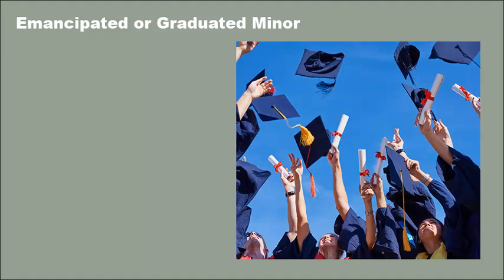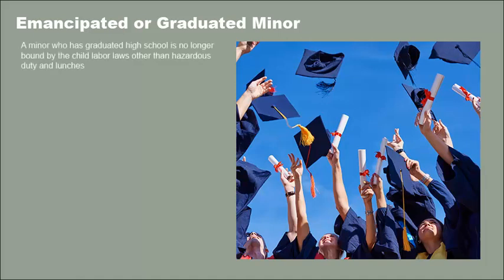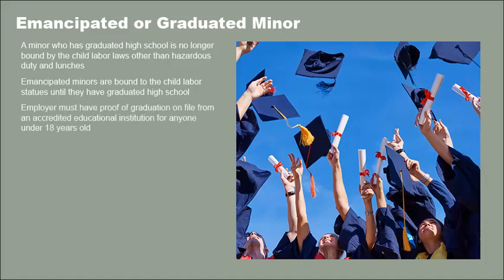The following occurs when a minor under the age of 18 is emancipated and or graduated from high school. A minor who has graduated high school is no longer bound by the child labor laws other than hazardous duty and lunch breaks. Emancipated minors are bound to the child labor statutes until they have graduated high school. The employer must have proof of graduation on file from an accredited educational institution for anyone under 18 years old.